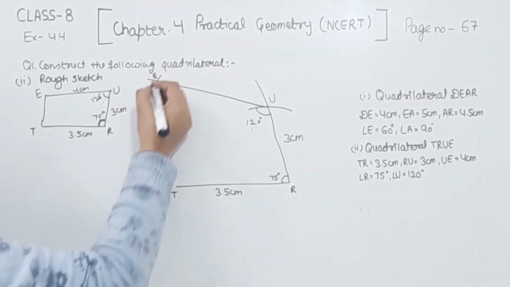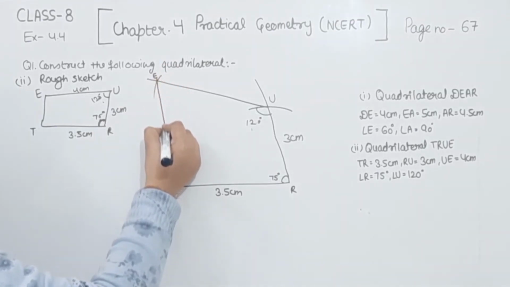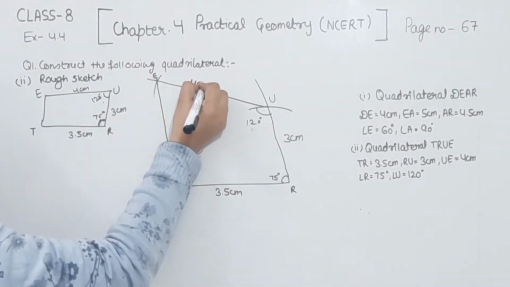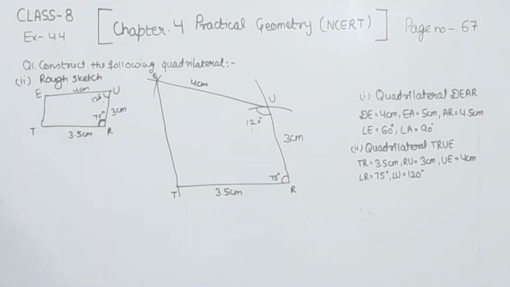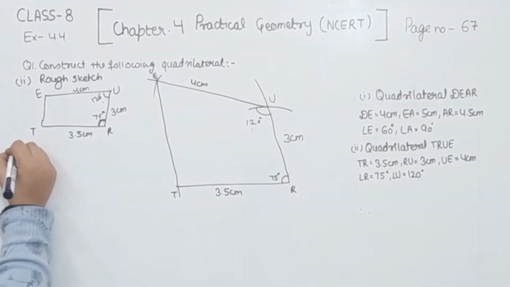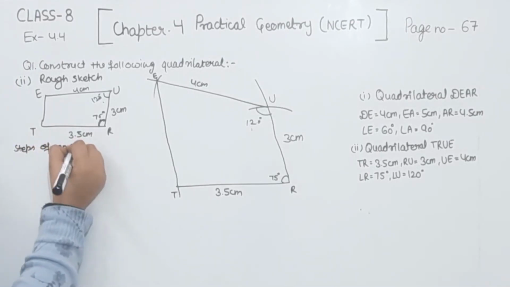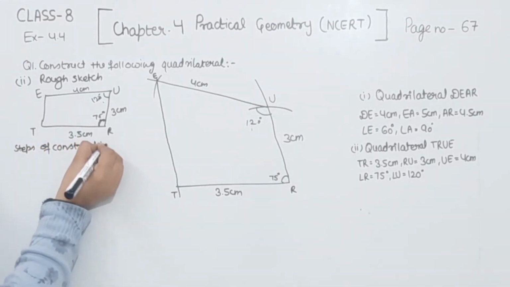Now we are going to join this E with the T. So this is the TRUE quadrilateral we are having. This is the 4 centimeter, this is the 3 and this is the 3.5 centimeter. Now we are going to write the steps of construction. So I'm going to write here steps of construction.